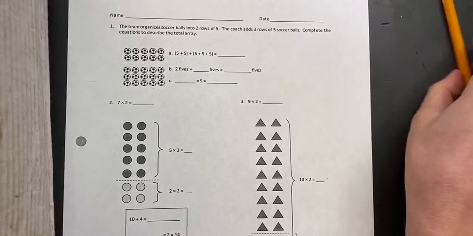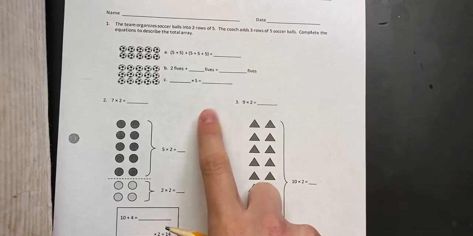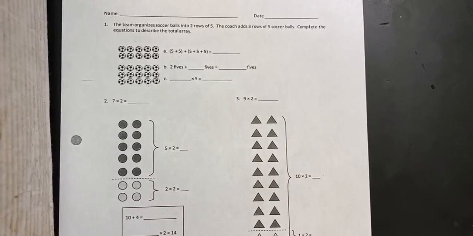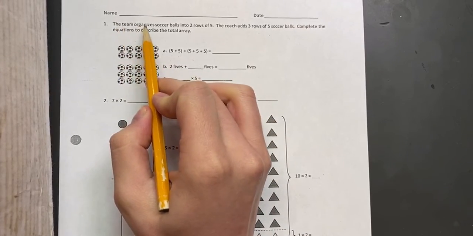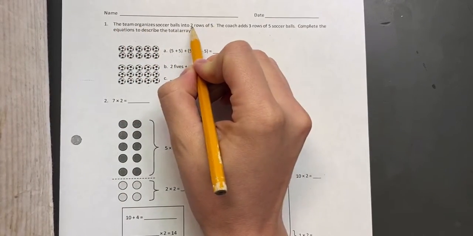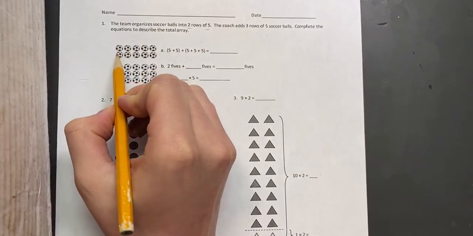Alright, today for our lesson we're going to go over just a little video and I'm going to be doing the worksheet down here and explaining it. So, the first thing we're going to go over is the team organizes soccer balls into 2 rows of 5. So right here I have my 2 rows and my 5 in each row.